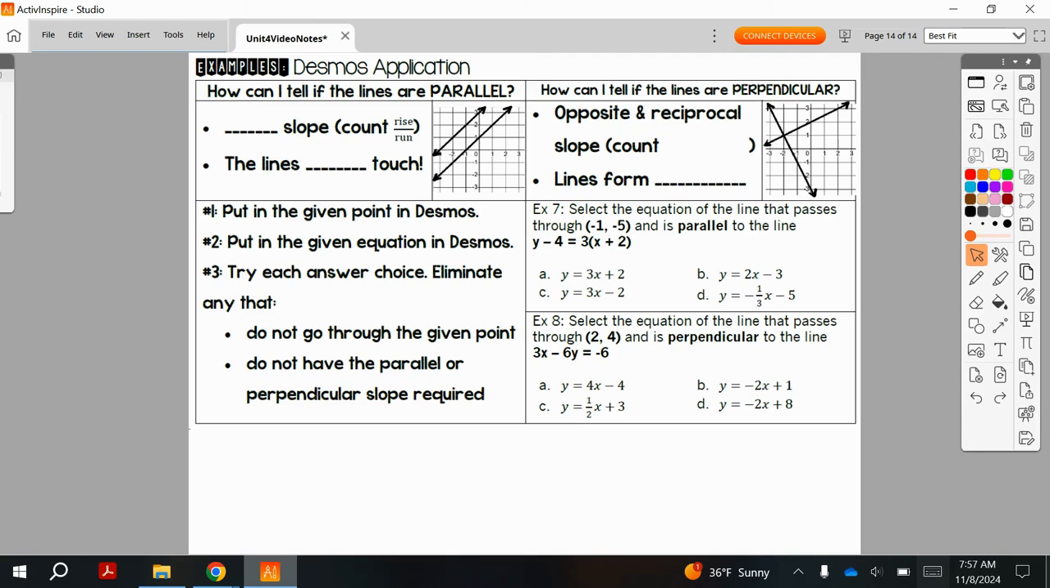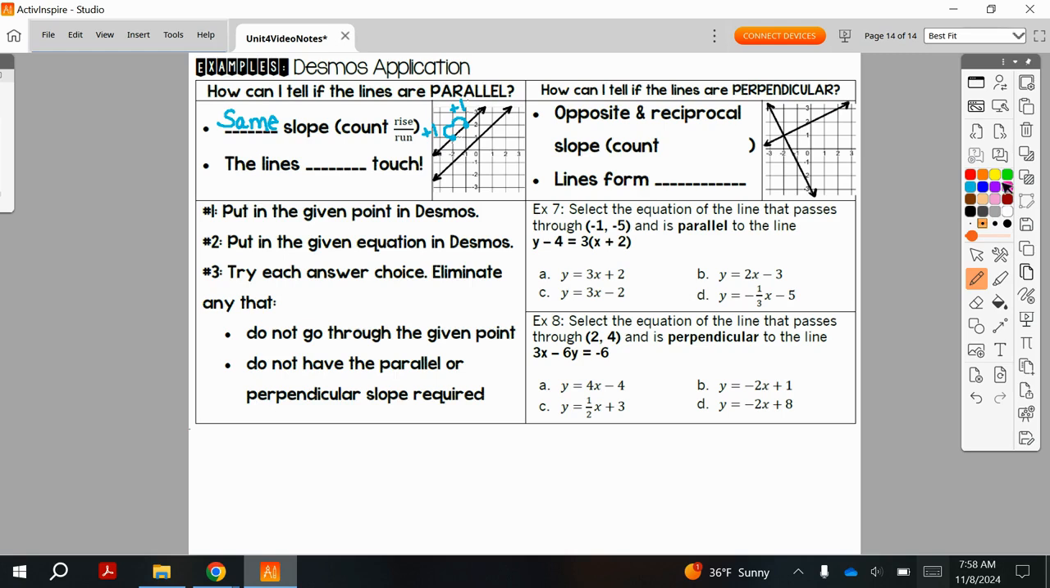Now we're going to do some examples with the Desmos application. How can I tell if the lines are parallel? Remember that they have to have the same exact slope, and we can count rise over run on the graph for both lines. So I want to find 2 nice points of my top line here. These 2 will work great. And then I count how far up, which is just positive 1, and how far over, which is positive 1 since it's 1 to the right. So that slope is going to be 1 over 1, which is simply a slope of 1.